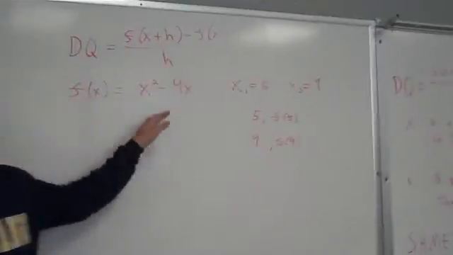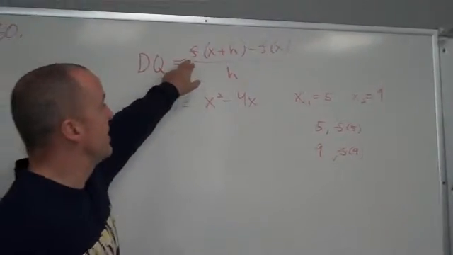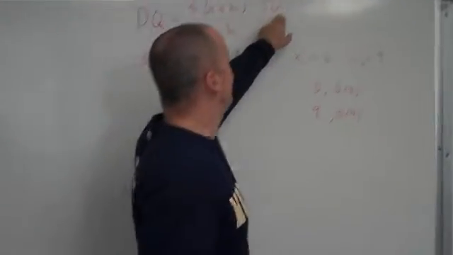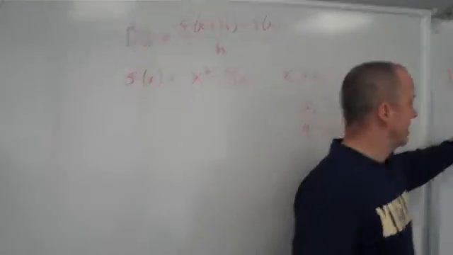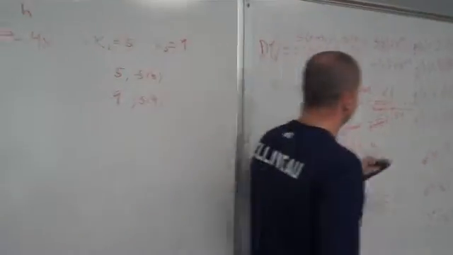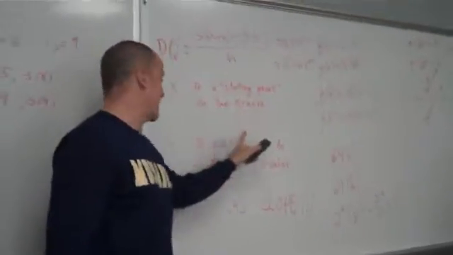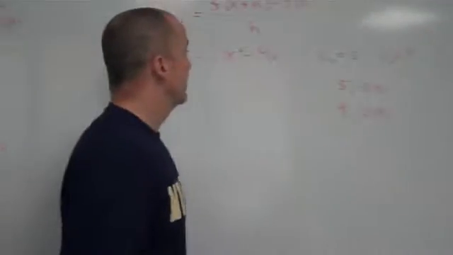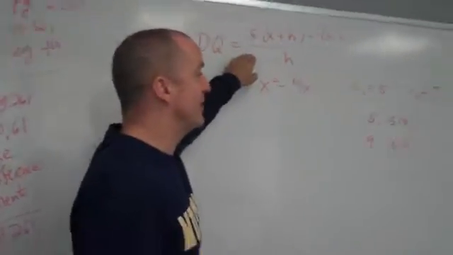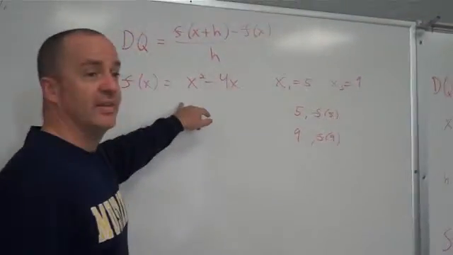All right, so, to review for our audience at home. Okay, the difference quotient. f of x plus h minus f of x over h. X, as I have somewhat messily over here, because I started writing other stuff afterwards. X is a starting point on the x-axis. H is the distance to the next value. Okay? Problem says, find the average rate of change, or slope, from 5 to 9 on this graph.